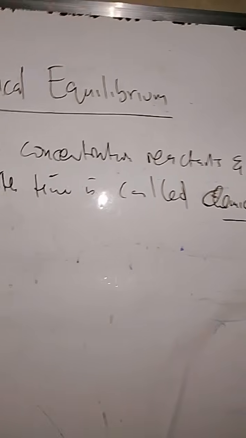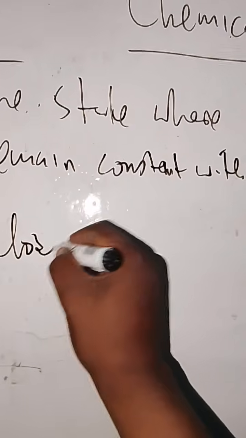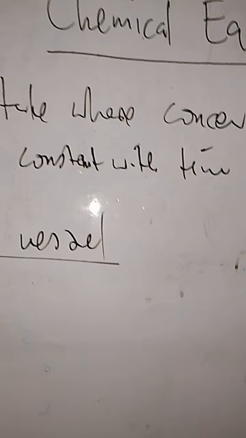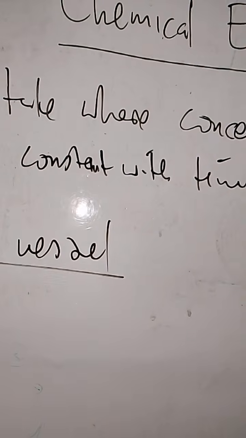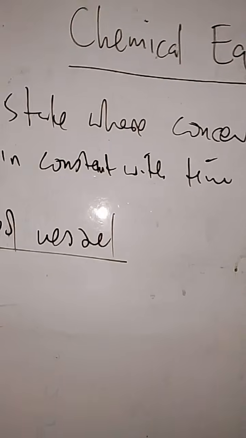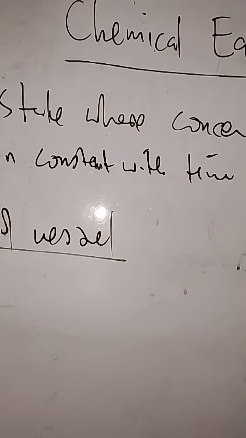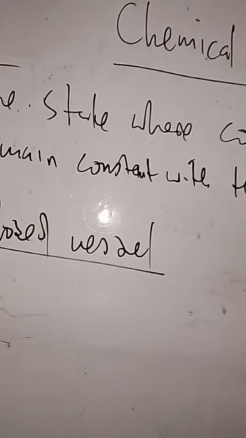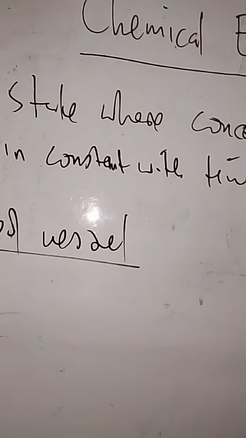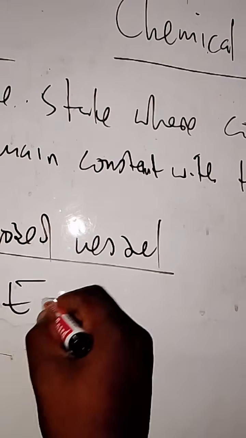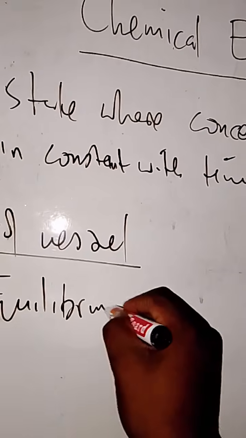So any chemical reaction carried out in a closed vessel will reach equilibrium. Since no changes occur in the concentration of reactants or products in a reaction system at equilibrium, it may appear as though everything has stopped, but equilibrium is highly dynamic.